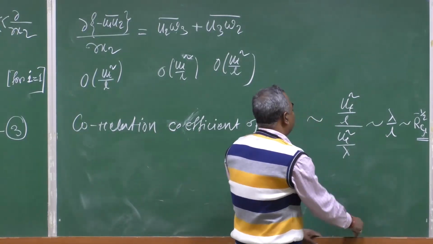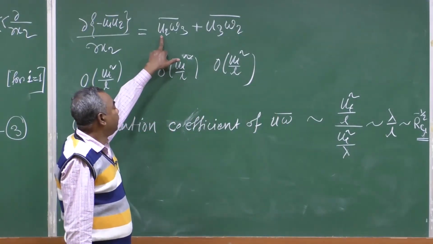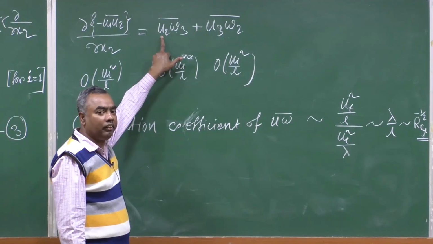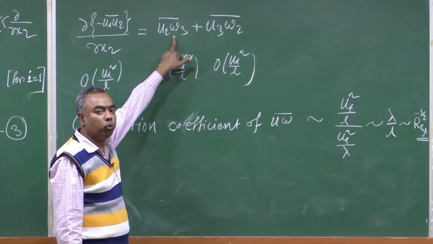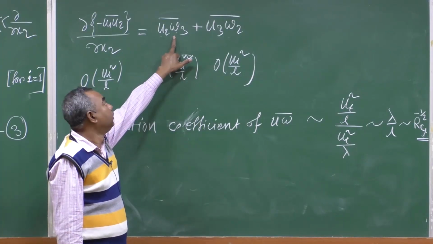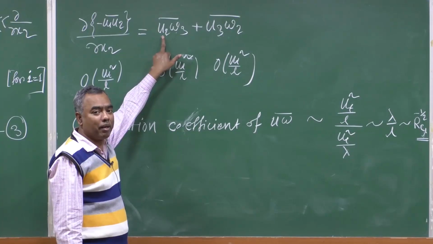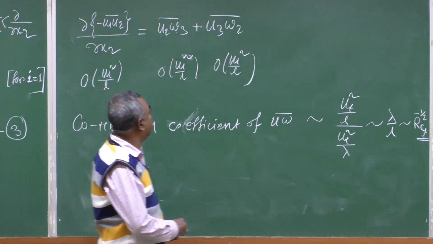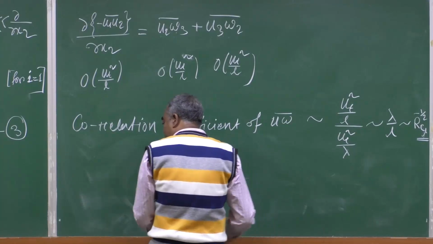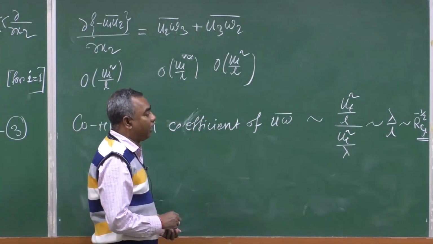So, this says that the turbulence scales which contribute maximum to u, that is the largest scales, and the turbulence scales which contribute maximum to the omega, or vorticity fluctuation, are small scales. That is why this correlation coefficient is not very high; it is of the order of lambda by L. This analogy we will be using later at the time of our order of magnitude analysis.